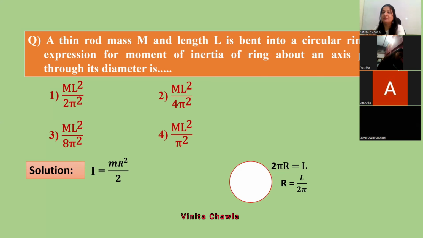Now, because about the diameter, when we find moment of inertia about diameter, then the formula is mr²/2. We'll just put the value of R here. It's L/2π, so L²/4π² हो जाएगा. And solve this. On simplifying, you'll get your answer. mL²/8π² is the correct option.